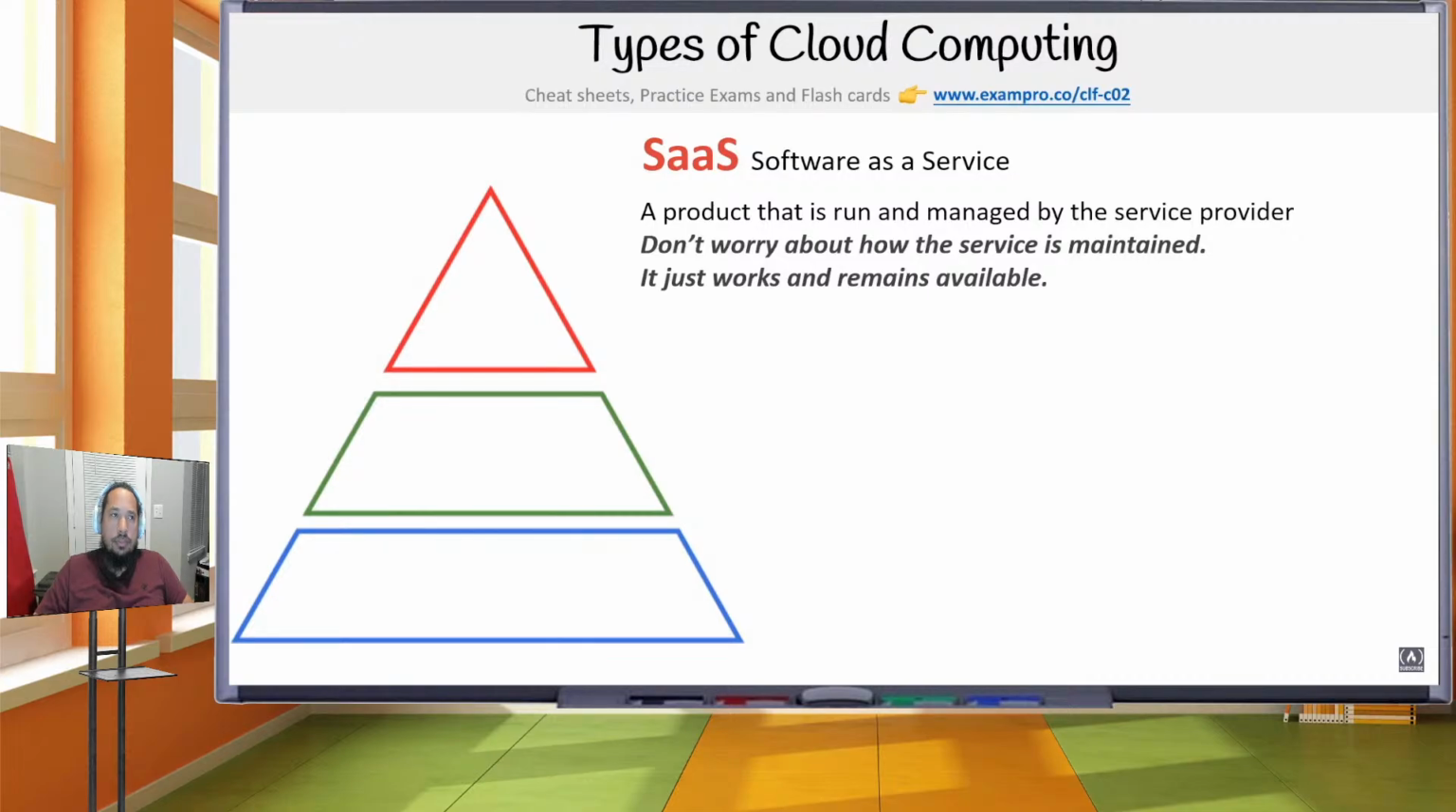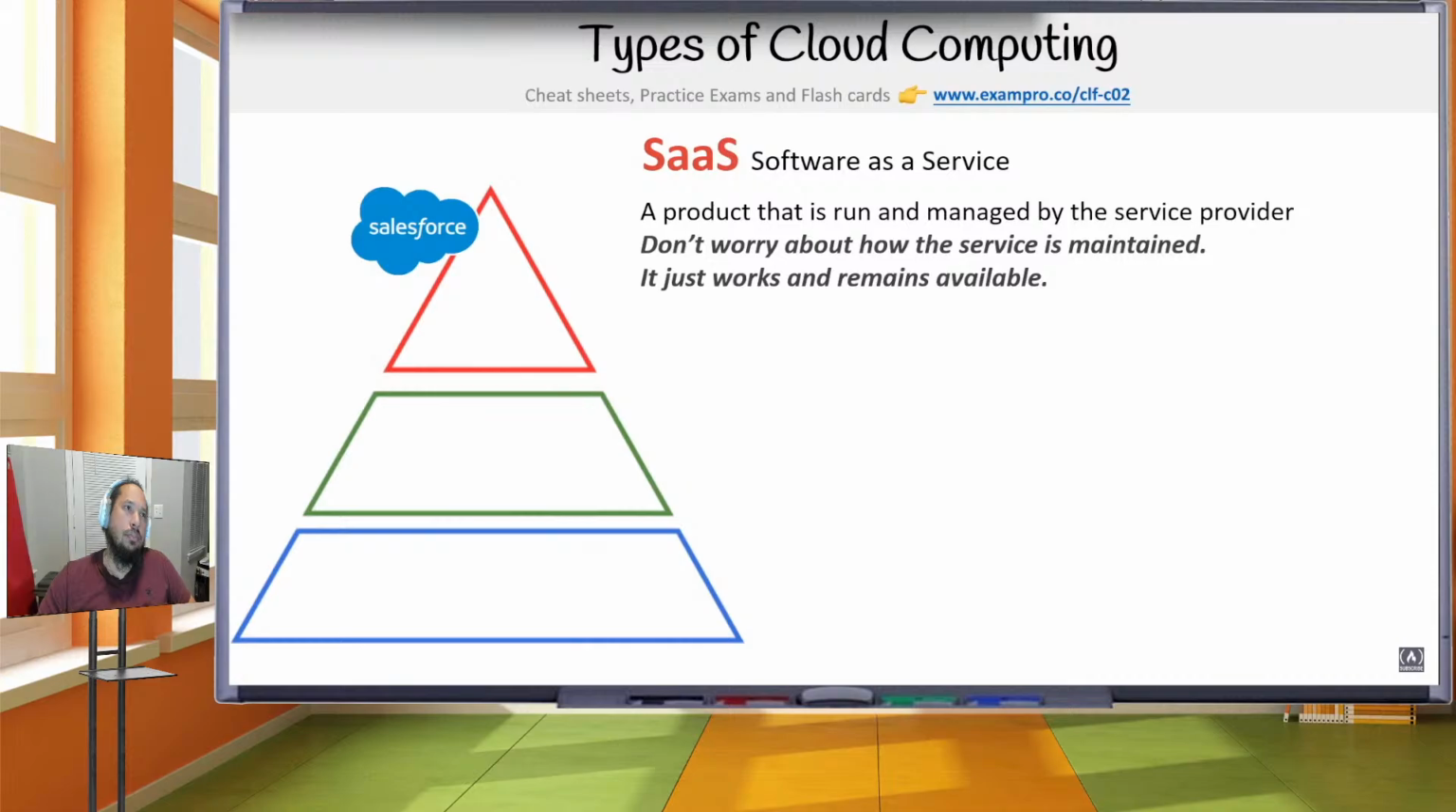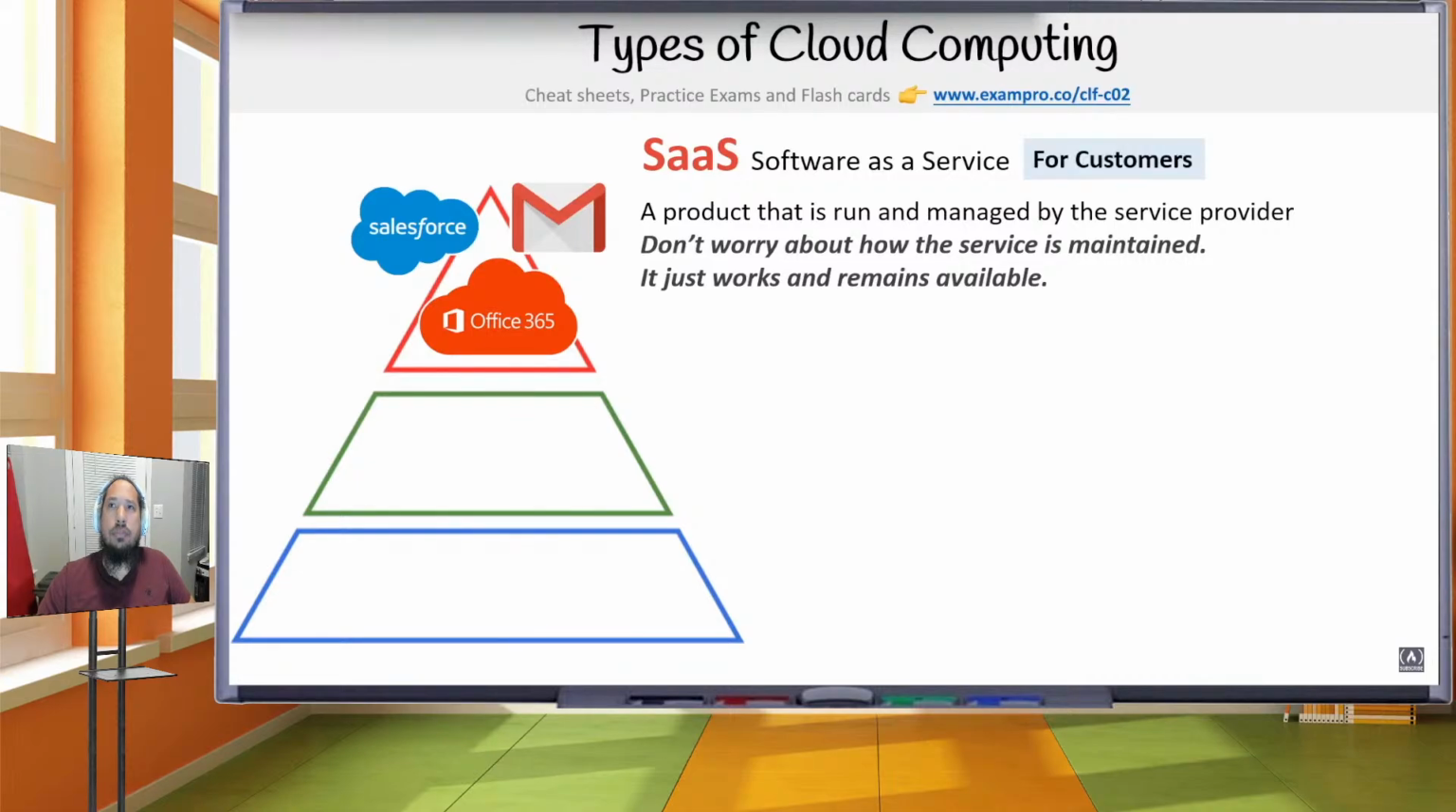So examples of this, and actually the first company to coin this was Salesforce. Then there's things like Gmail, Office 365, so think Microsoft Word, Excel, things like that, and they run the cloud, okay? And SaaS is generally designed with customers in mind.